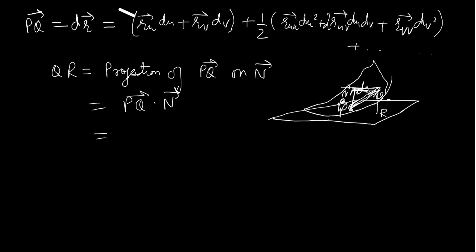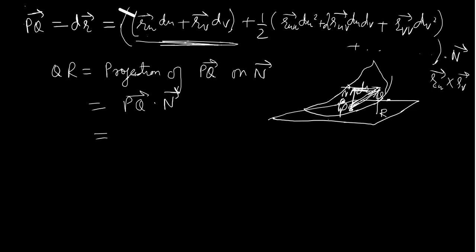So if I now find the dot product of PQ with n, I take this whole expression dotted with n. What do I get? Now remember that n is the scaled cross product of Ru cross Rv, so n is perpendicular to both Ru and Rv. When I take the dot product, the dot product of n with this part would be 0. So what I would have is the dot product of n with the remaining terms.